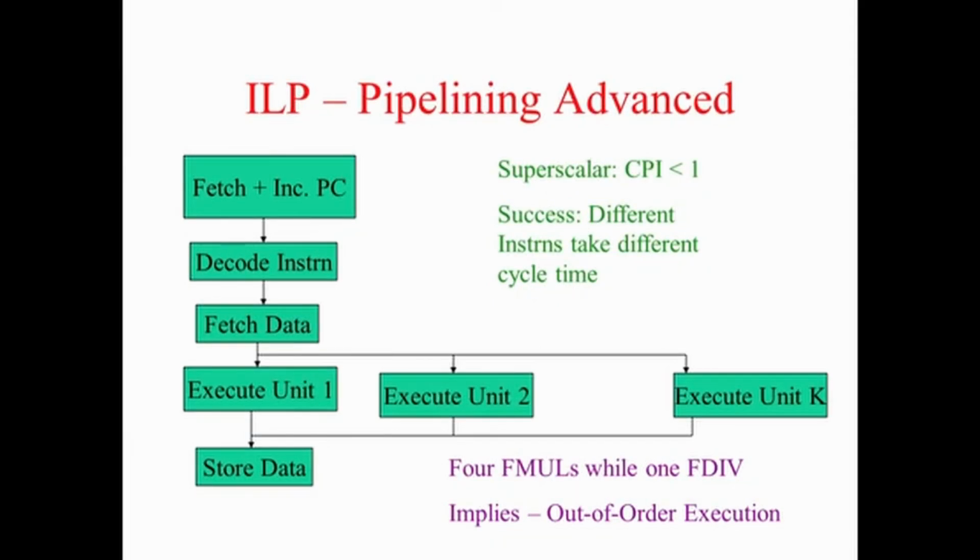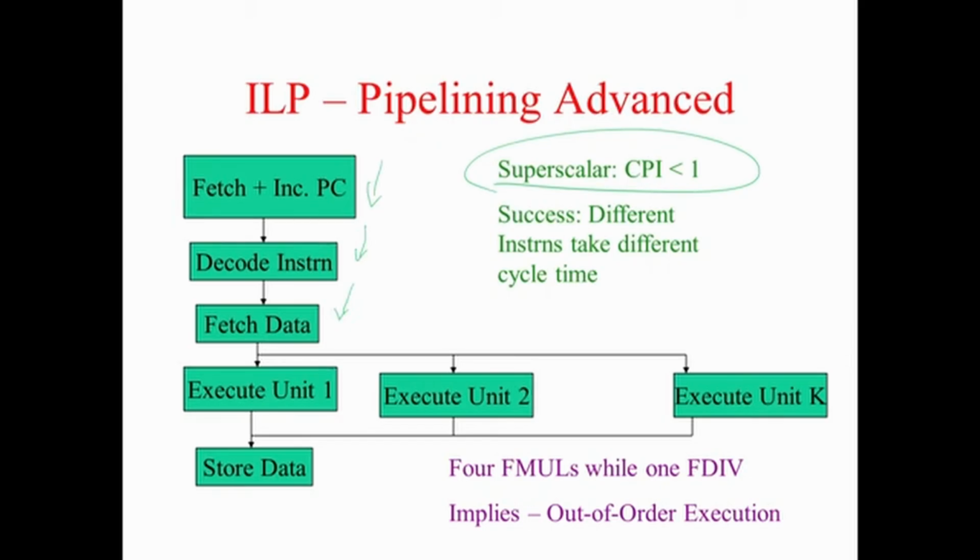Now, this is our architecture. We want to build a superscalar architecture, so CPI should be less than 1. The main issue here is that I can fetch more than one instruction at the same time. I can decode more than one instruction at the same time. I can go and fetch data for more than one instruction at the same time. All this I can do.